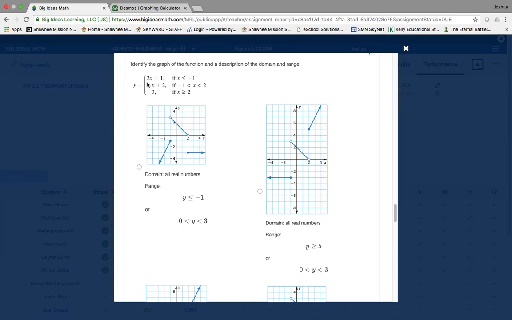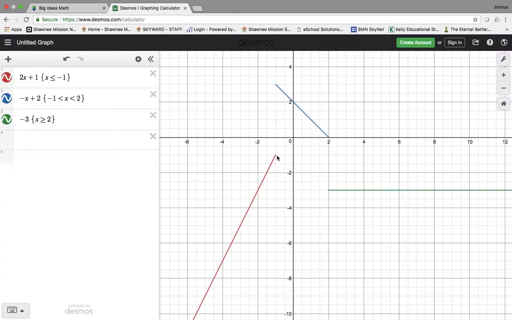We're going to take a look at this example where we've got this piecewise defined function: 2x plus 1 where x is less than or equal to negative 1, negative x plus 2 where x is between negative 1 and 2, and negative 3 where x is greater than or equal to 2. So the first thing I'm going to show you is how to graph it piecewise using Desmos.